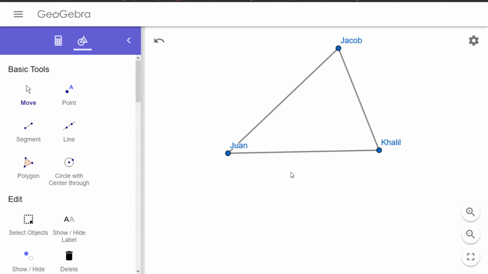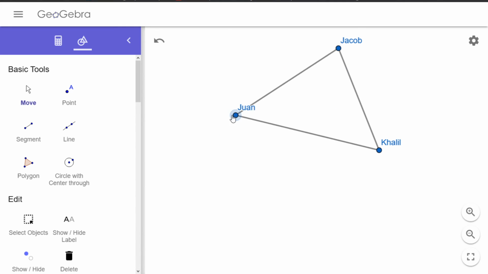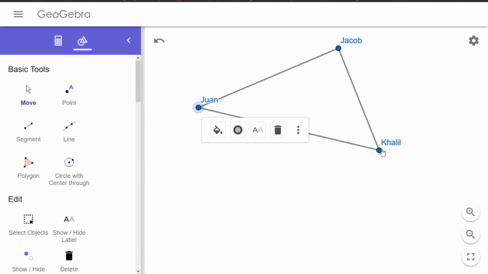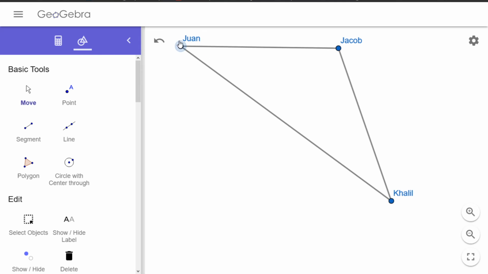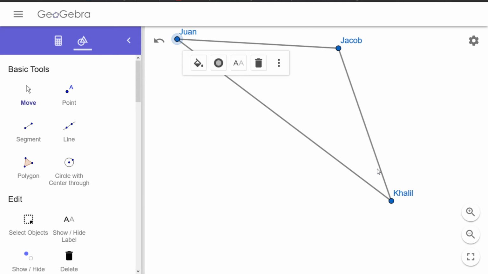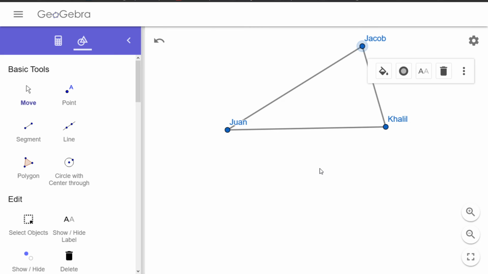All right, so here's the triangle. Now check it out. I can drag this triangle all over and make different triangles. Like this is an acute triangle. This is a right triangle. I can also make an obtuse triangle. Right? You cool with that? Let's go back to the one we had. Something like this. Right? Okay, cool. Let's make medians first.